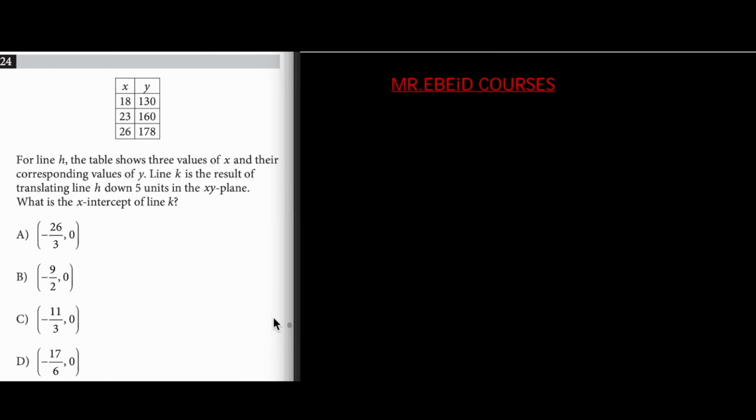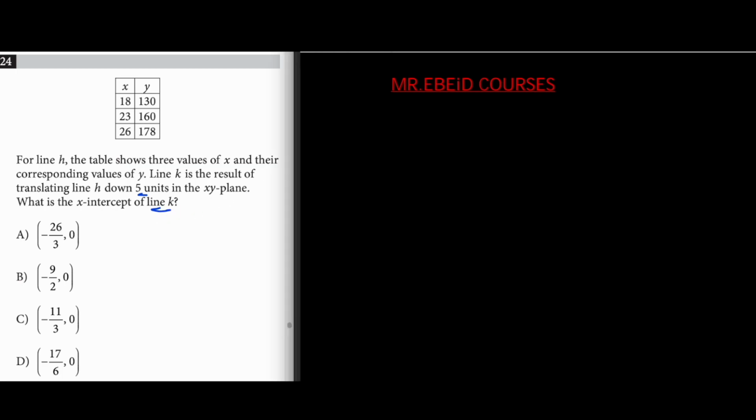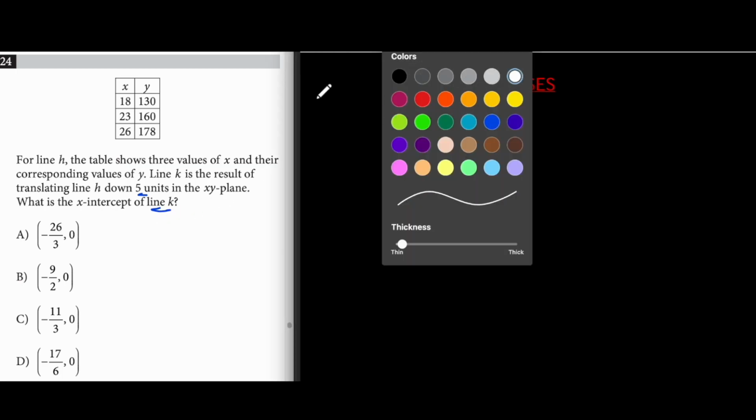Question 24. For line H, the table shows 3 values of x and their corresponding values of y. Line K is the result of translating line H down 5 units. In the xy-plane, what is the x-intercept of line K? How can we answer this type of question?